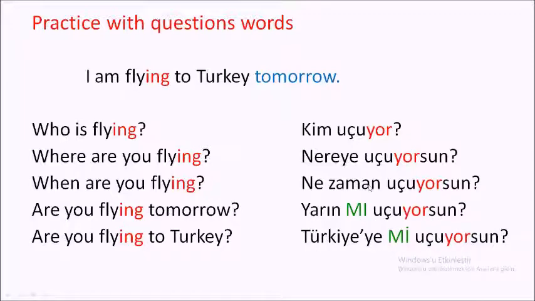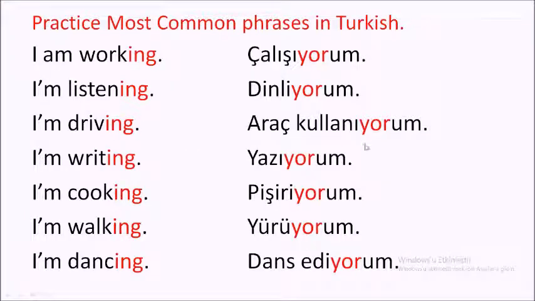Okay, one more time. I'm really sorry. Okay, now let's repeat it one more time. Kim uçuyor? Nereye uçuyorsun? Ne zaman uçuyorsun? Yarın mı uçuyorsun? Türkiye'ye mi uçuyorsun? Okay, Türkiye'ye mi uçuyorsun? Now let's see here the most common phrases that we use in Turkish.